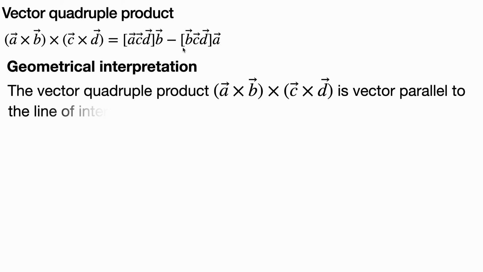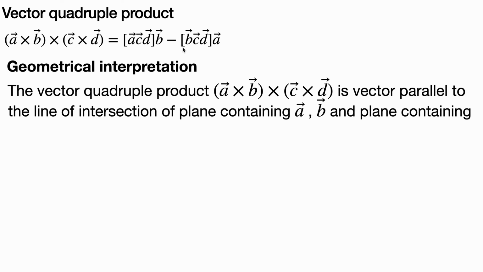The geometrical interpretation of vector quadruple product is a vector parallel to the line of intersection of plane containing vector a and vector b and plane containing vector c and vector d. And with this discussion, the discussion on the vector triple product and vector quadruple product is concluded.